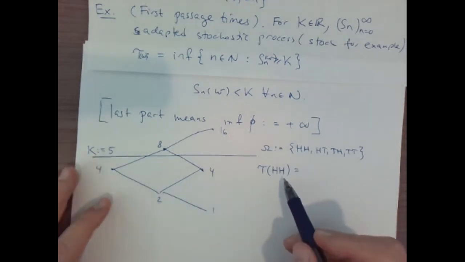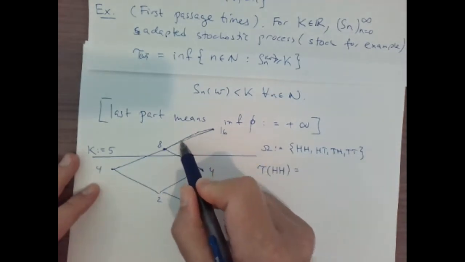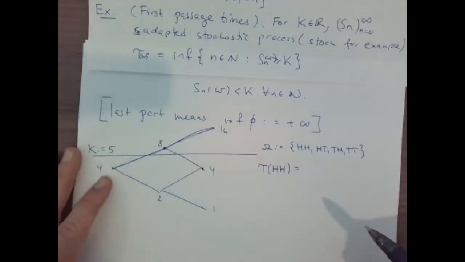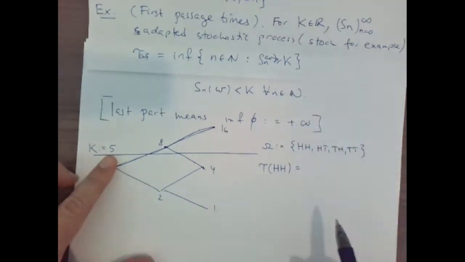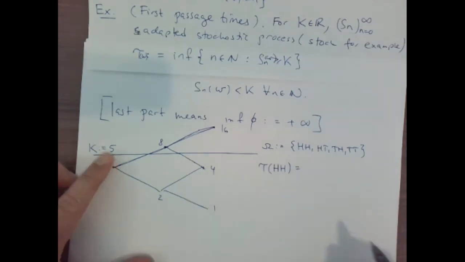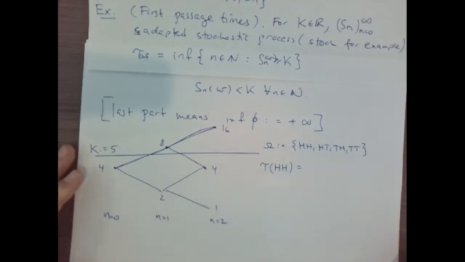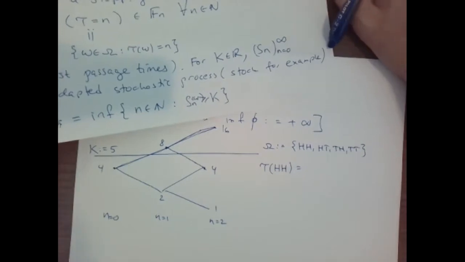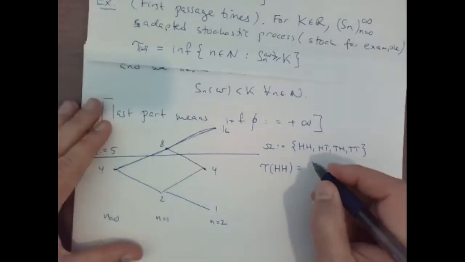Yeah, I'm looking at head. So I'm looking at the path that goes from 4 to 8 and 8 to 16. Along that path, when is the first time that the stock price got to be over or equal to 5? This is time 0, time 1, time 2. Yes. Awesome. So this is all equal to 1.